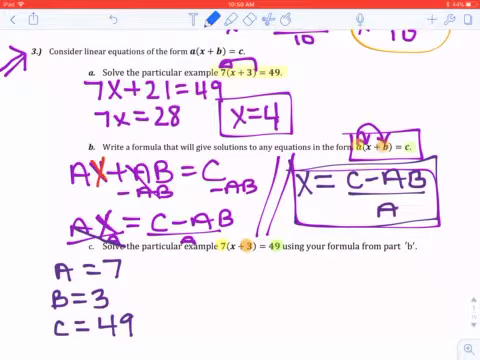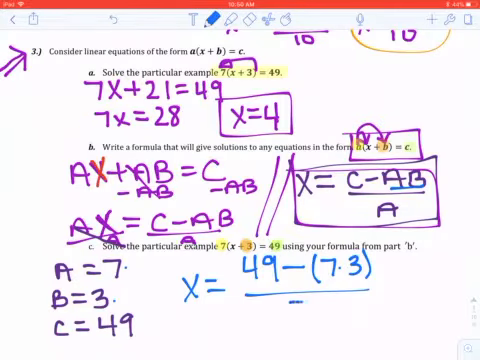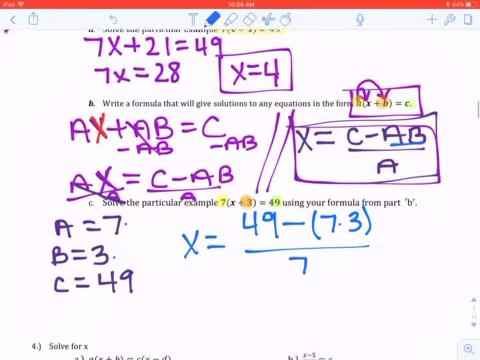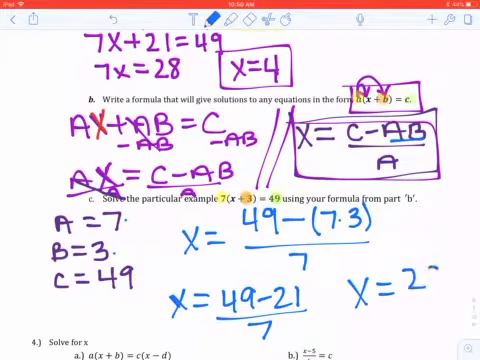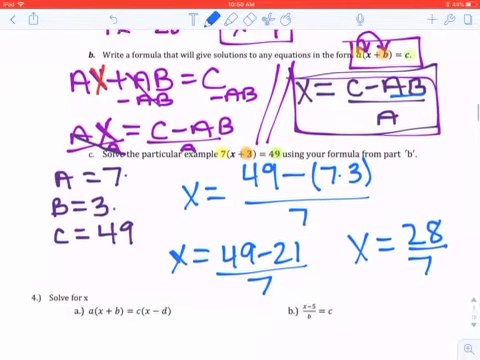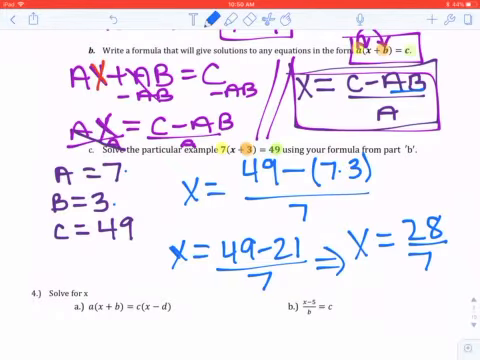And you get c, which is 49, minus a times b, so that's 7 times 3, all divided by a, which is 7. So you have to do the math on that. x is equal to 49 minus 21, all divided by 7. 49 minus 21 is 28 over 7, which gives you, okay, this is super sloppy work, sorry, x is equal to 4. I ran out of room.